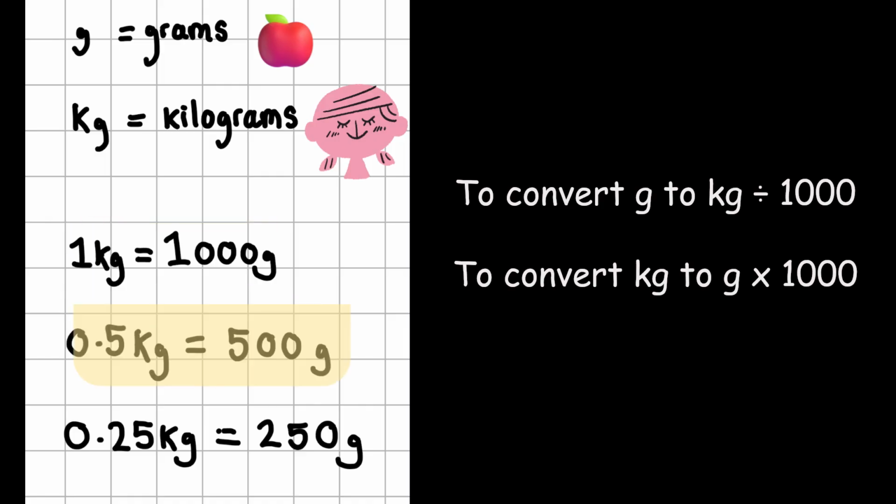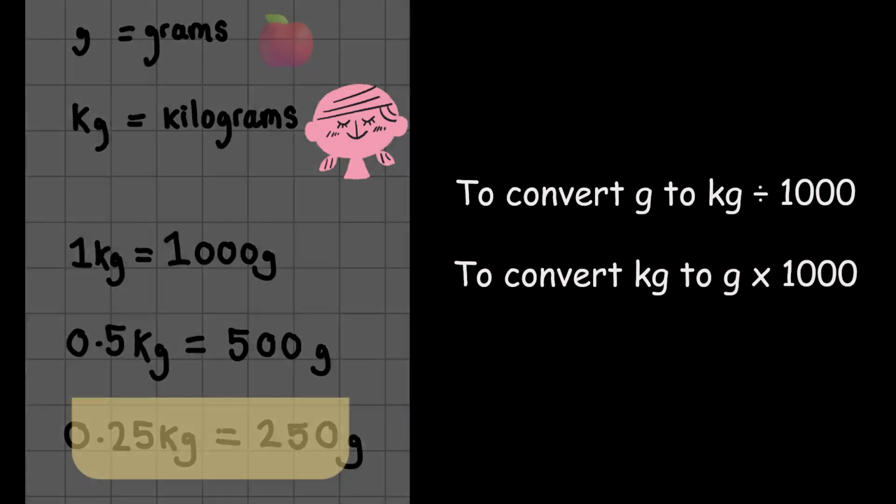You can also see that to convert the kilograms to grams, we times 0.5 kilograms by 1,000, which is equal to 500 grams. And 0.25 kilograms multiplied by 1,000 is equal to 250 grams. 250 grams divided by 1,000 is equal to 0.25 kilograms.